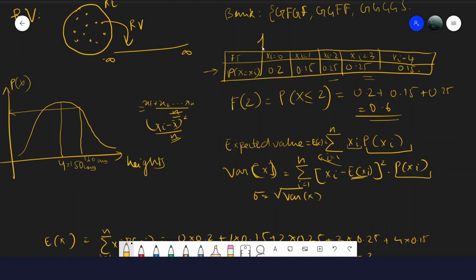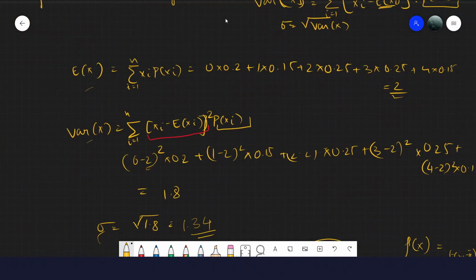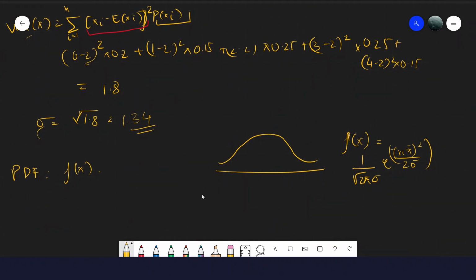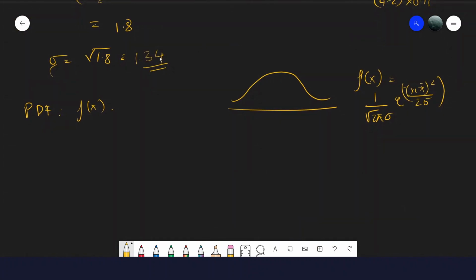Now if you can find a function f of x for discrete values to get these values for some particular value of x, that's the probability mass function for you. And for continuous values, you have the probability density function f of x. It's different for the normal distribution, different for the Bernoulli distribution, different for the Poisson distribution. So that's what it is.